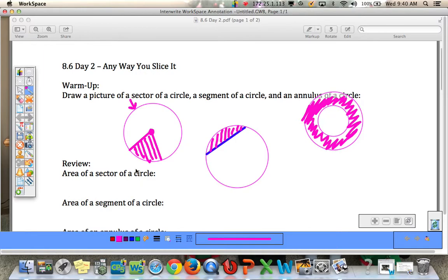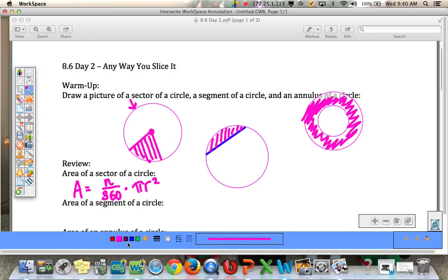Okay, to get the area of each, the area of a sector of a circle is your angle over 360. So I'll put n for the angle in degrees over 360 times the area of a circle. So your angle over 360 times the area of a circle.